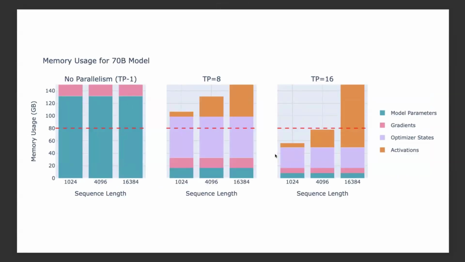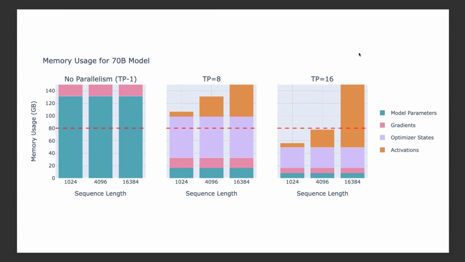On the bright side, with tensor parallelism equal to 8 or 16, we can drastically reduce the memory for our model parameters, for gradients, right? They say gradients, but even for optimizer states, and most importantly for, well, in this picture, they show the same memory for activations, right? Which is a bit weird.